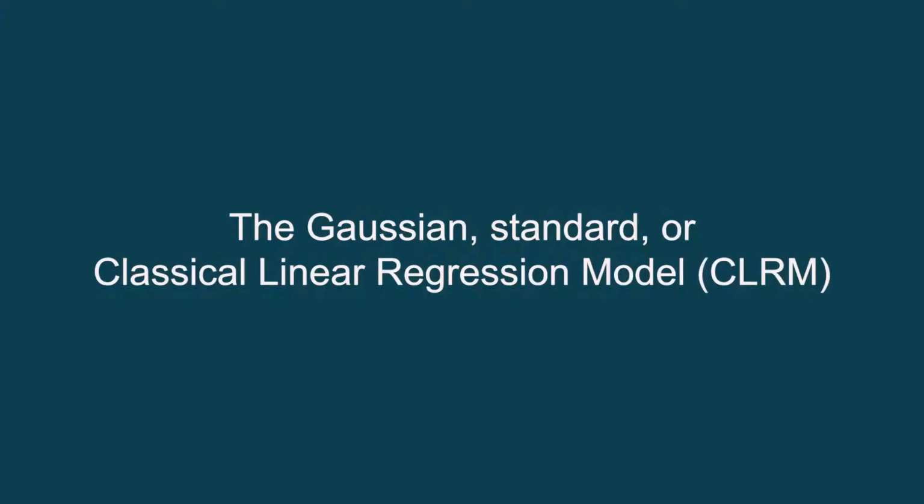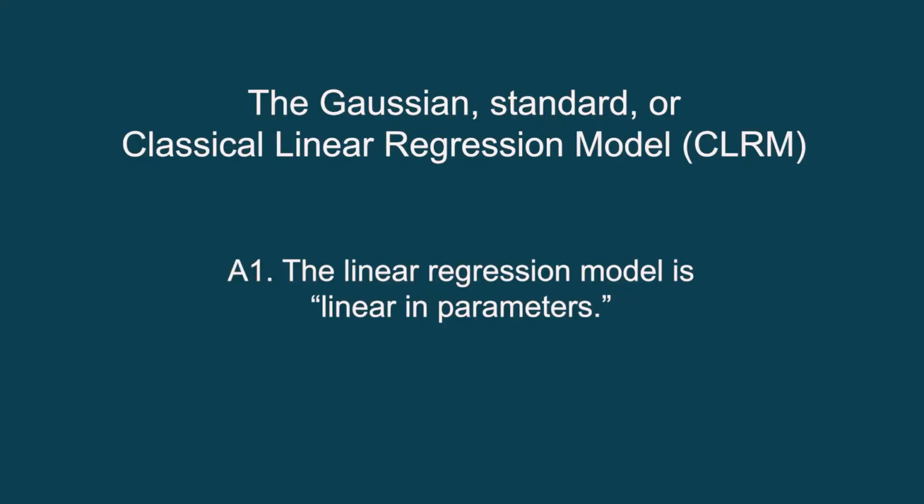Thereby we go for the Gaussian standard CLRM, which stands for the Classical Linear Regression Model. In this CLRM, we start with the assumptions one after the other. It is linear in the parameters, and as already explained, the error should not follow any systematic pattern, and on average it should have a zero mean.